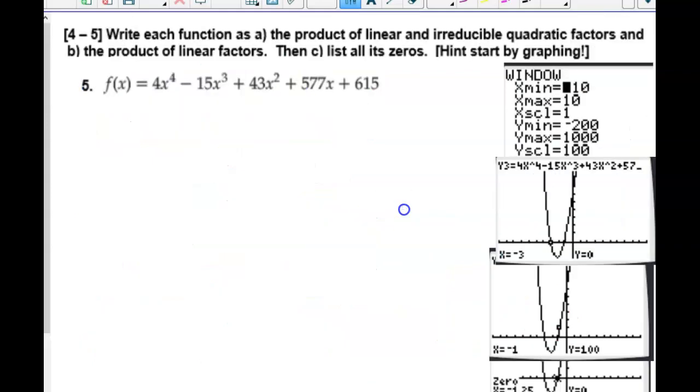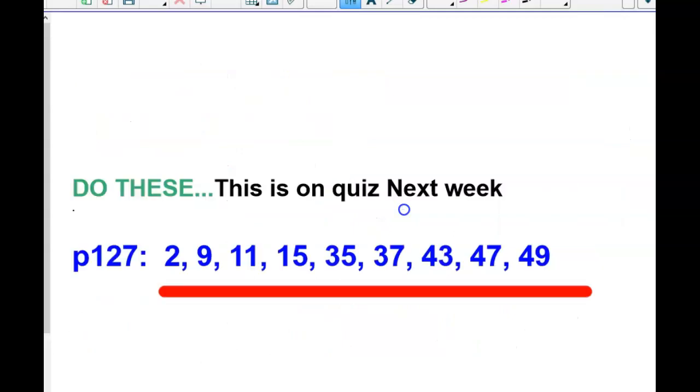All right, we did not get to number 5. That will be our warm-up tomorrow. This is the assignment you need to be working on. It's on the homework check sheet in the back.